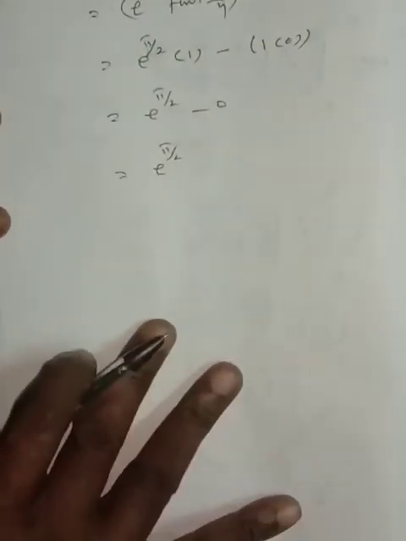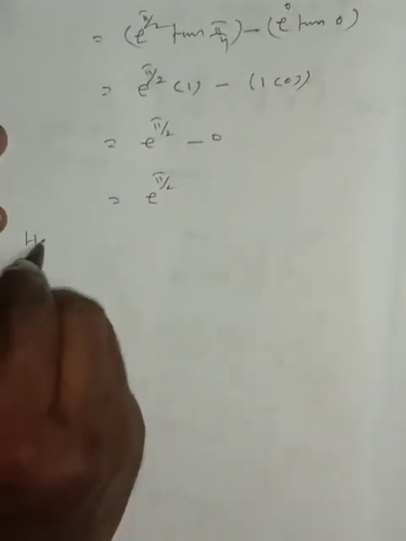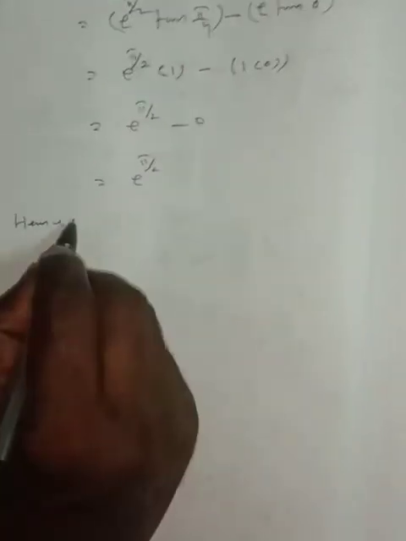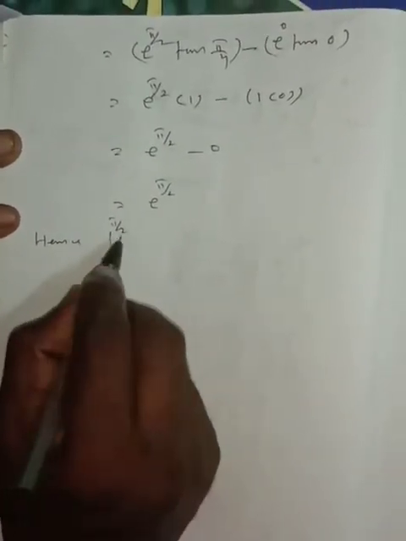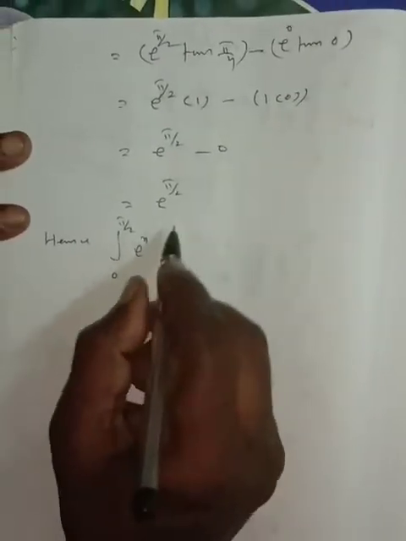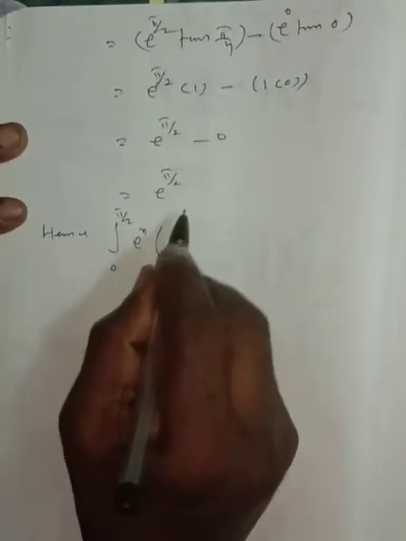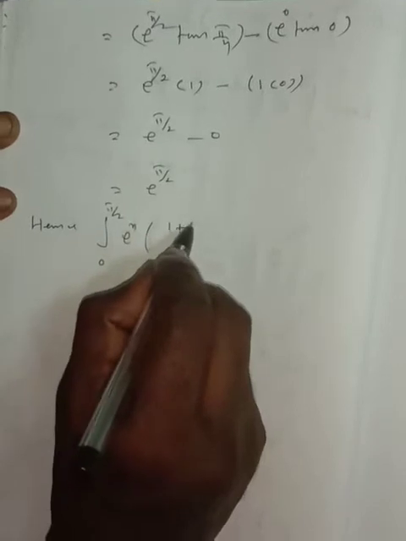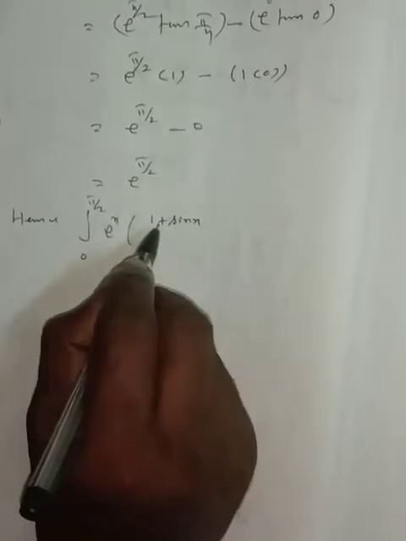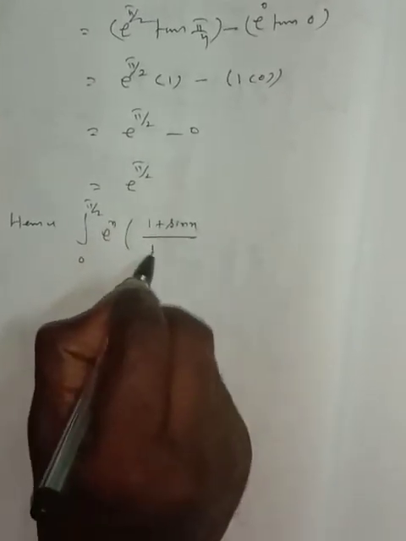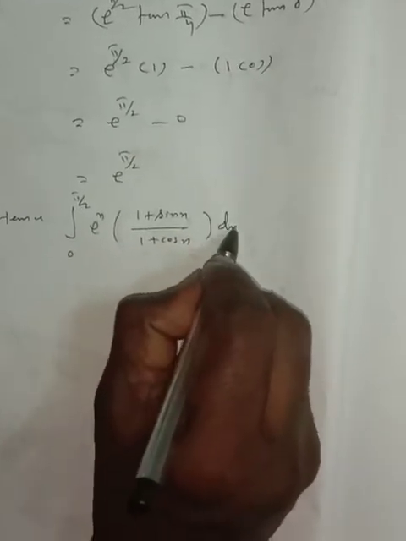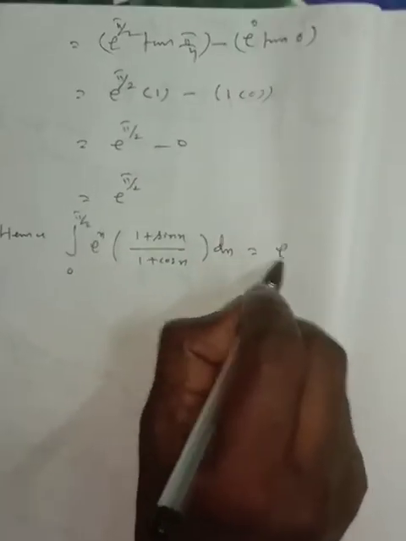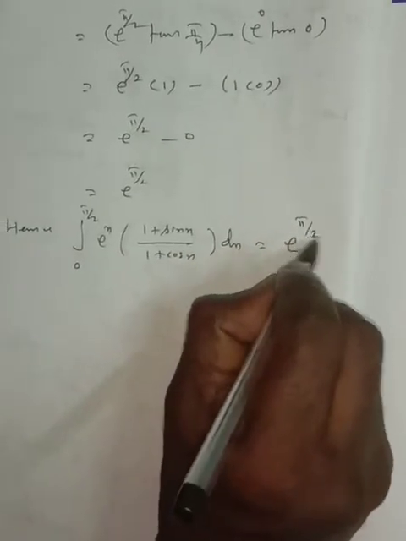Hence the integral 0 to pi by 2 e to the power of x, 1 plus sin x divided by 1 plus cos x into dx, is e to the power of pi by 2.